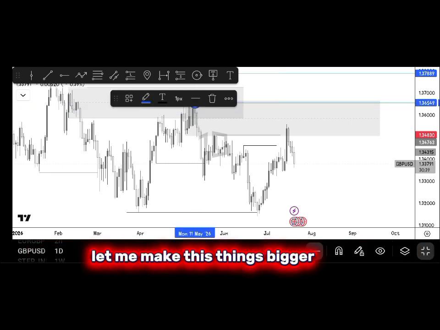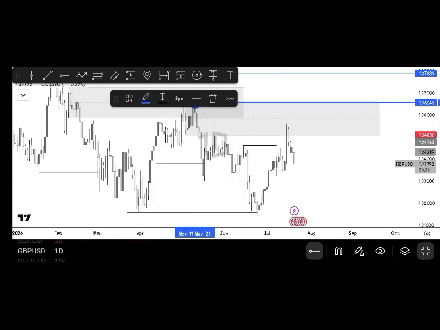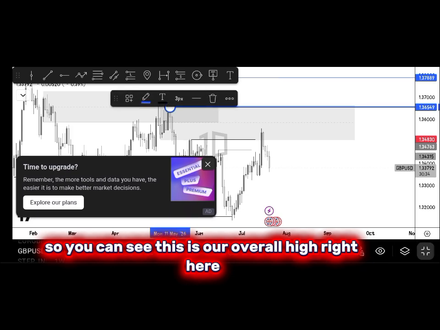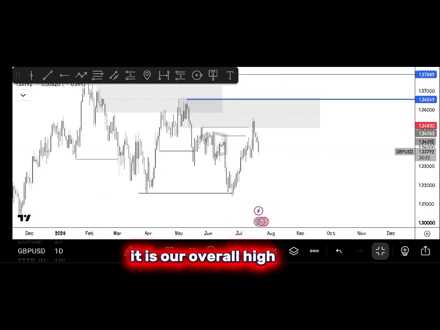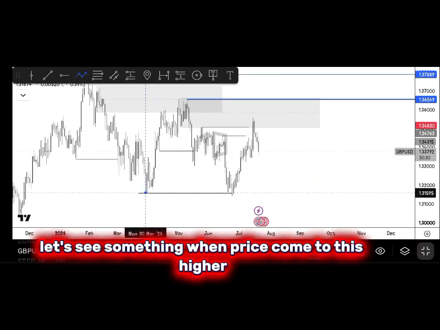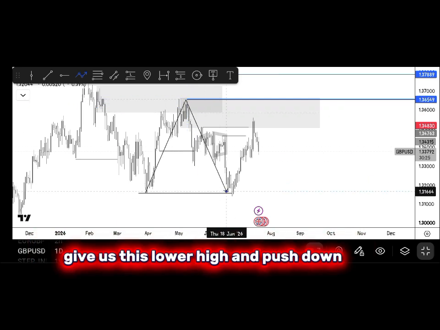Let me make these things bigger. So you can see this is our overall high right here. It is our overall high. Let's see something. When price comes to this higher level, it gives us this lower high and it pushes down.